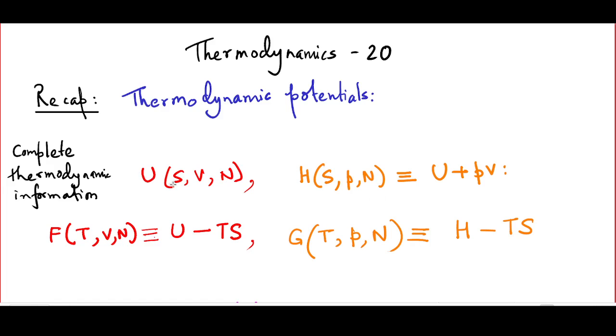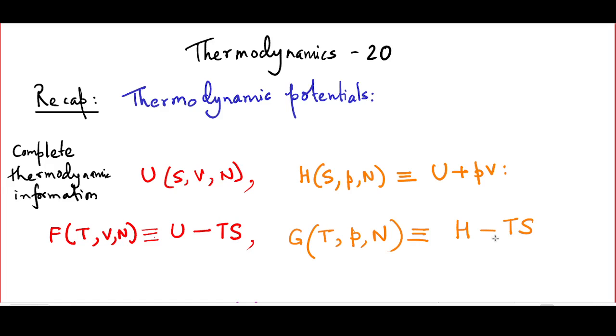Similarly, you can get rid of the S and bring in T by subtracting from U the product TS, and this gives rise to the Helmholtz free energy. And finally, if you were to subtract TS from the enthalpy, that is add PV and subtract TS from the energy, you end up with the Gibbs free energy, G, a function of T, P and N. Now, as we have said, each one of these thermodynamic potentials has complete thermodynamic information about the system, provided of course that it is expressed as a function of the appropriate variables.